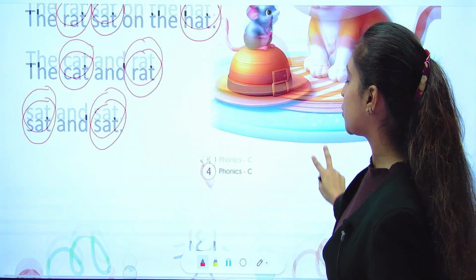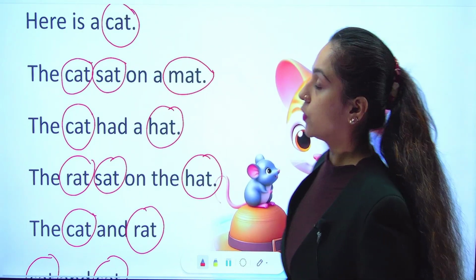It was very interesting, na? So it's your time to read out aloud all the words given and practice.